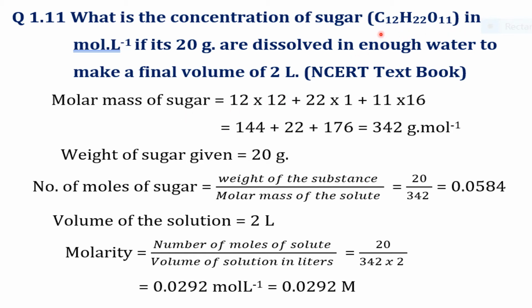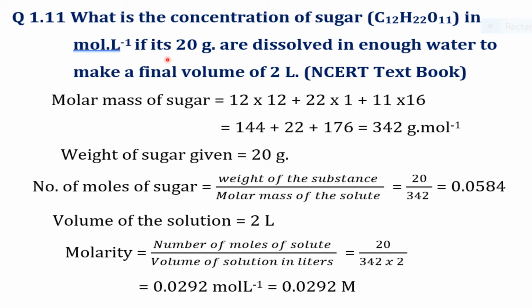Molecular formula of sugar is given as C12H22O11. Therefore, molar mass of sugar is obtained by multiplying the number of atoms of each and every element present in the formula with their atomic mass. So 12 atoms of carbon into atomic mass 12, 22 atoms of hydrogen into its atomic mass, and 11 atoms of oxygen into atomic mass of oxygen, that is 16. Therefore, the molar mass of sugar is 342 gram per mole. That means 1 mole of sugar equals 342 grams.